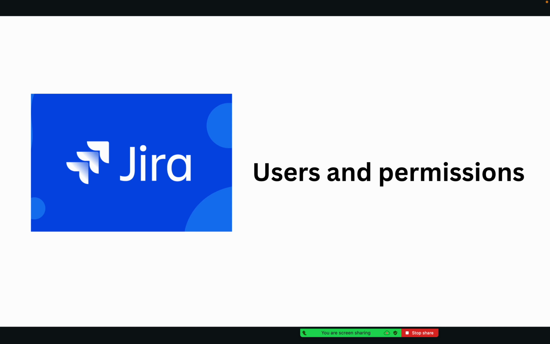Some can create a project, some can delete a project, some can view only, some can edit only, some can make a transition like To Do to In Progress. Some are not allowed to do the transition. Some can only view. So those types of permissions are also required based on who is using that tool, based on the need, right?